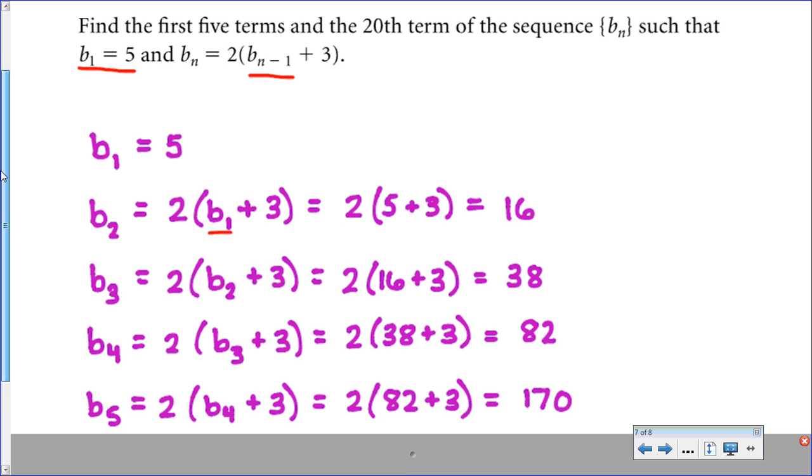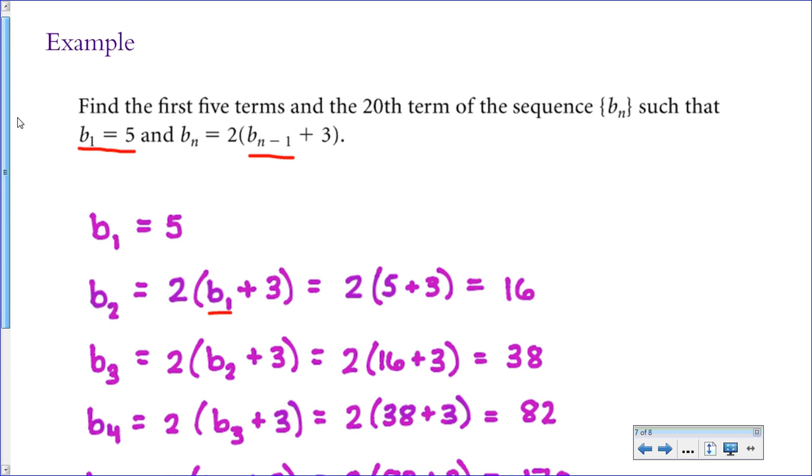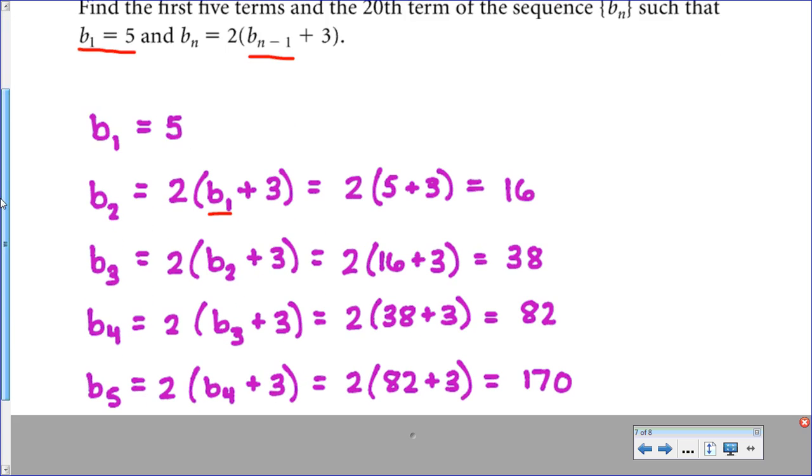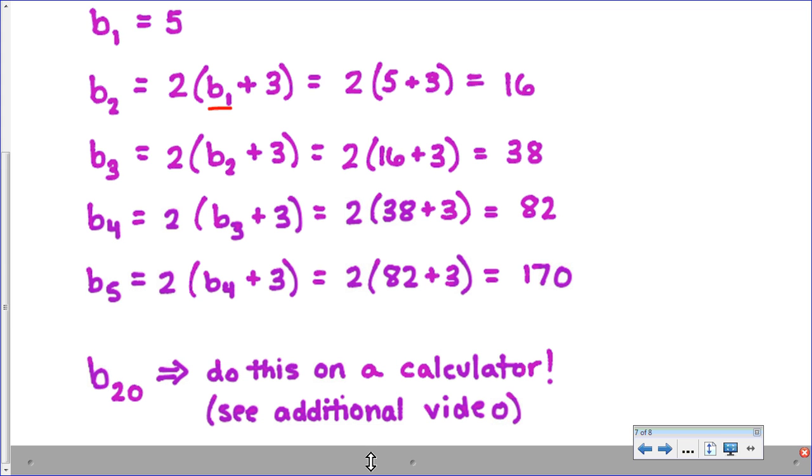Now, that would take a long time, and I can see that these numbers are getting large quickly. So it's not really that helpful to have a recursive definition if you're trying to find a high term number or any random term number, really, because you have to work your way up to it. So that's what my little note says down here.